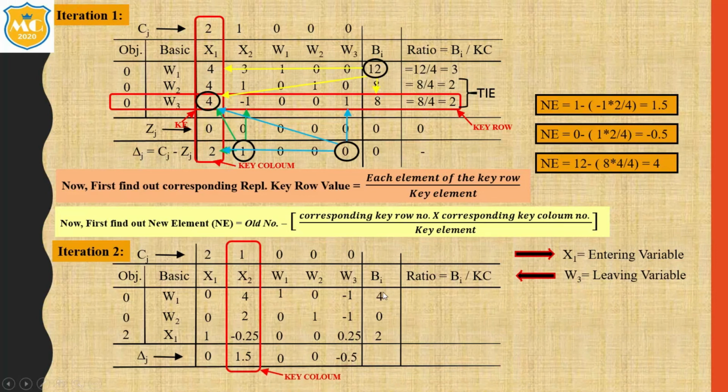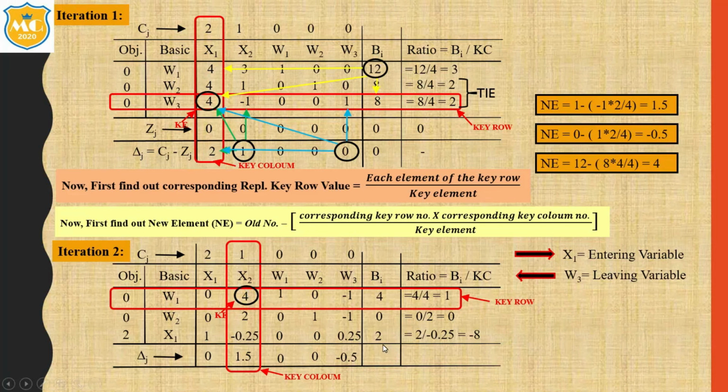Next we have to find out ratio. So 4 divided by 4, 1. 0 divided by 2, 0. 2 divided by minus 0.25. Here we get the minus 8. Here we have to find out minimum positive number. So here 1 is a minimum positive number. So this is your key row and this is the key element.